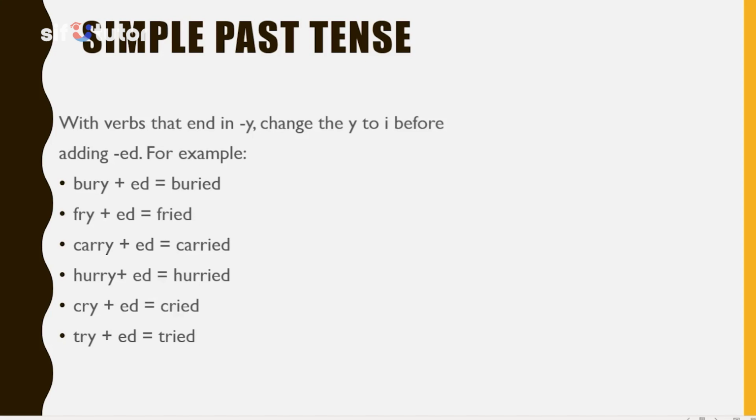And then there are words that end with y, like bury or fry or carry or pry. For these words, you have to remove the y, and then you add an i, and then you add the ed. So bury becomes buried. You take out the y and you add an ied. And you automatically have the simple past tense of the verb bury.